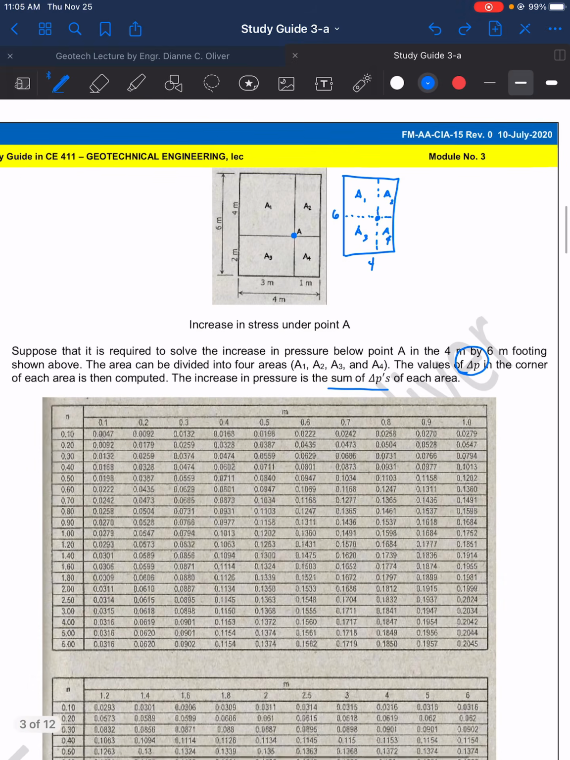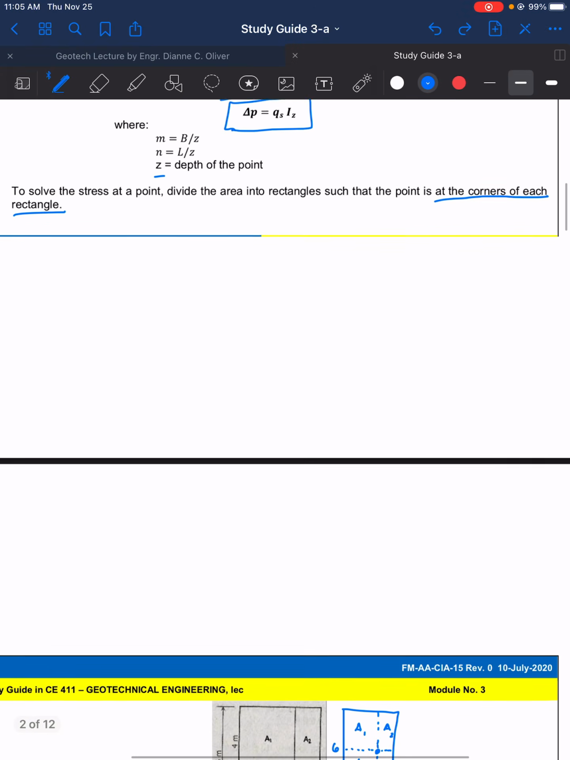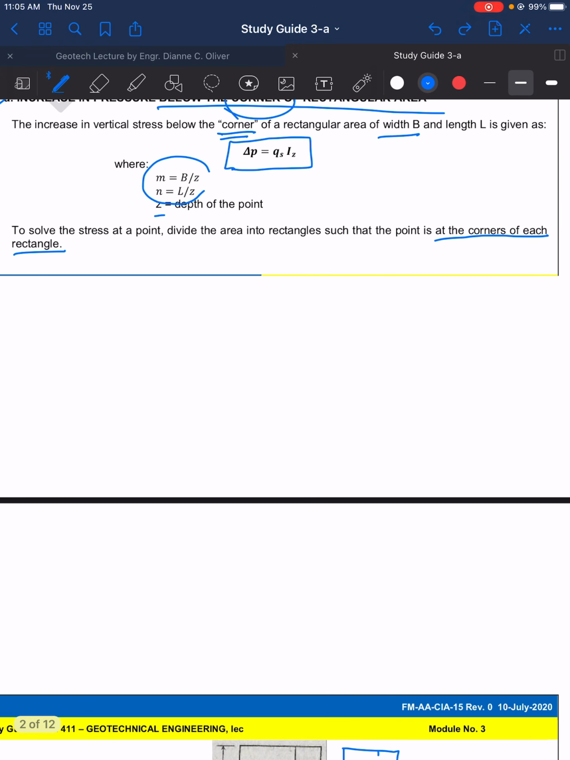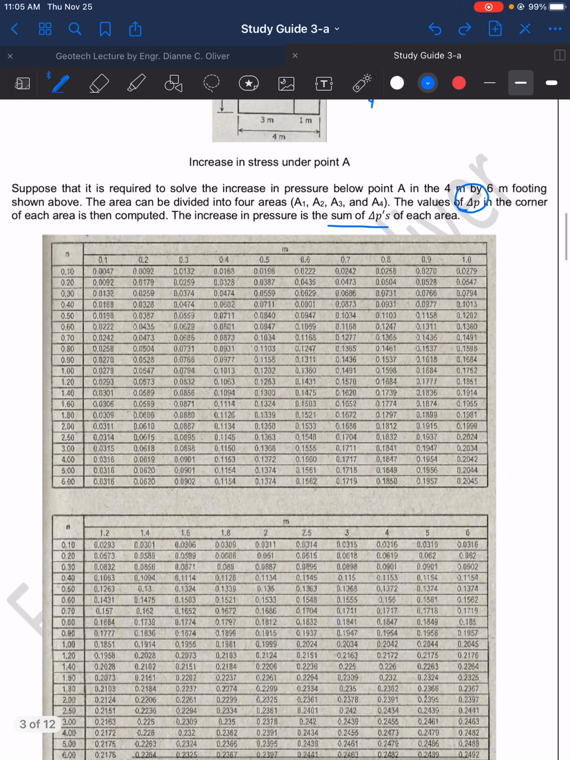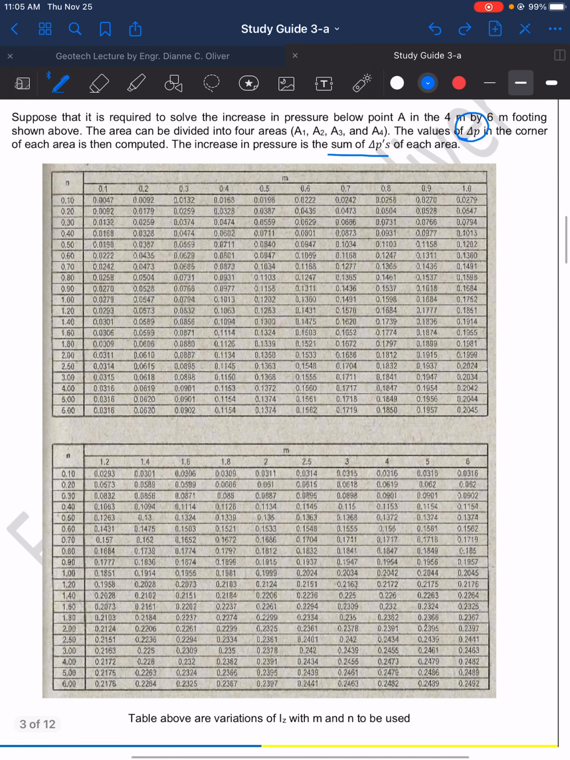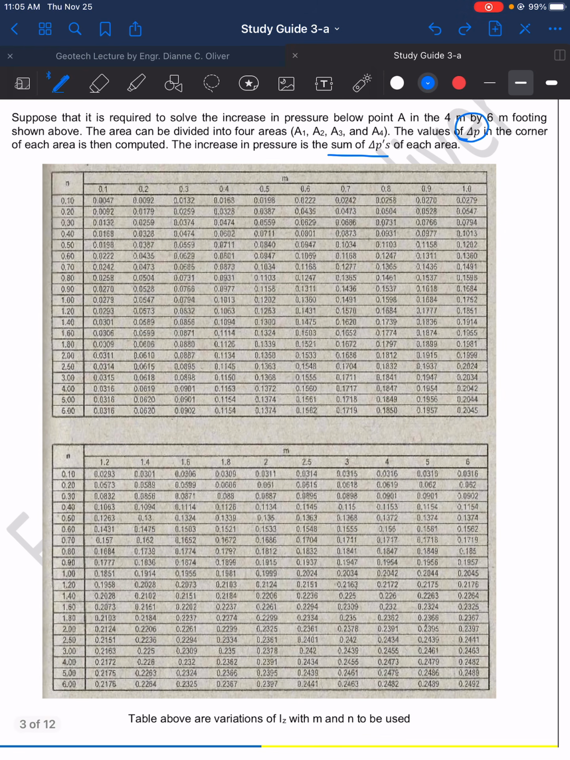That's why we have here how we get the values of m and n. So for m, we need the width divided by the depth, and for the n, we need the length divided by the depth. Okay? So we have here the values for m and n.